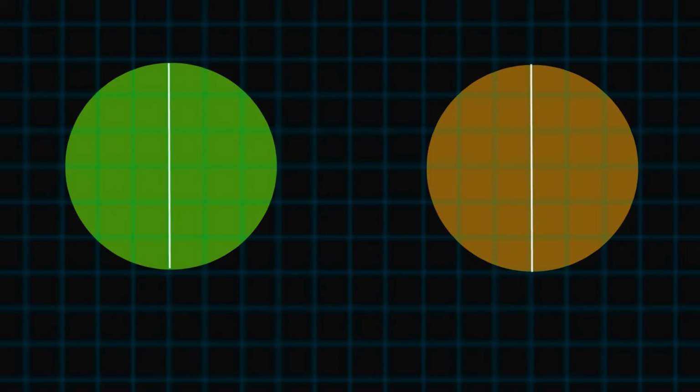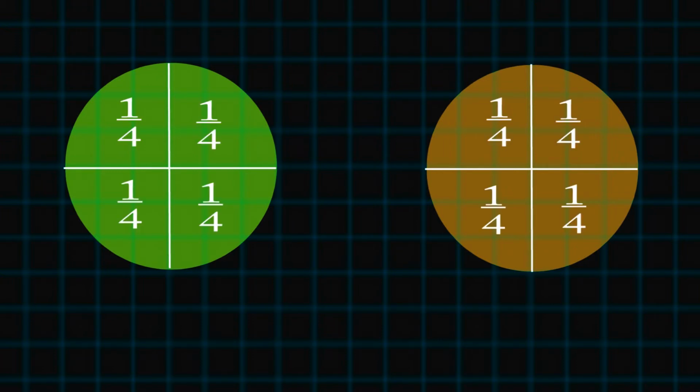If I make a vertical line to show you the height of this circle, I divide this circle into halves. The halves of these circles are all congruent to one another. Therefore, they all have equivalent areas and perimeters. If I make a horizontal line now, I've divided these circles into fourths. These fourths are all congruent to one another, so they all have equivalent areas and perimeters.